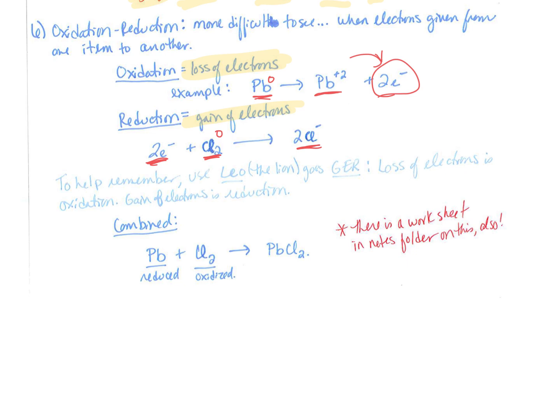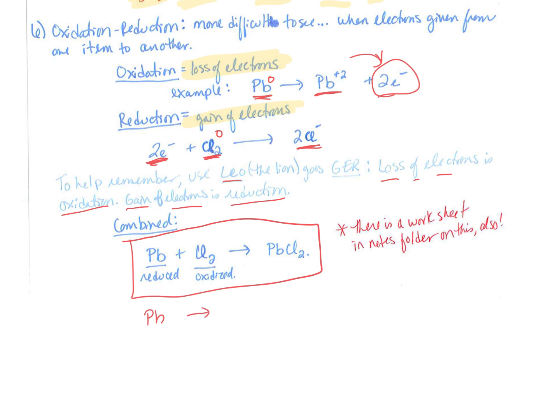There's a way to say this or help remember this. I see this as Leo the lion goes grrr. Okay, so here's what that means. A loss of electrons is oxidation. There's your Leo. Loss, electrons, oxidation. And a gain of electrons is reduction. So what things look like when you combine everything is this. Keep in mind in this process, Pb on the other side is going to Pb plus 2.